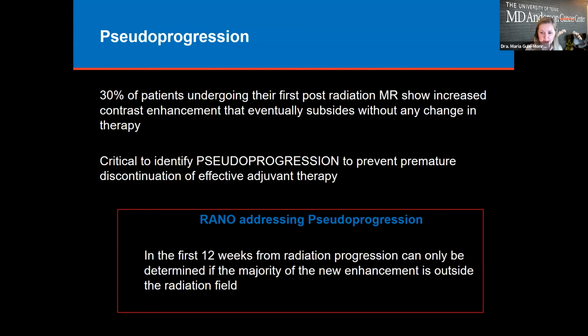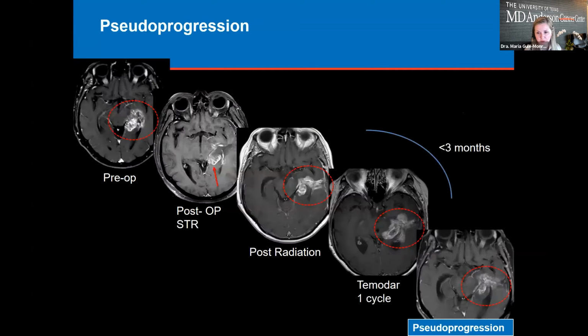It is estimated that about 30% of patients undergoing the first post-radiation MRI will show increased contrast enhancement that will eventually subside without any change in their treatment regimen. It is critical to correctly identify pseudoprogression to prevent premature discontinuation of effective adjuvant therapy. RANO addresses this phenomenon by saying that progressive disease can only be diagnosed in the first 12 weeks after radiation if the majority of the new enhancement is outside the radiation field.